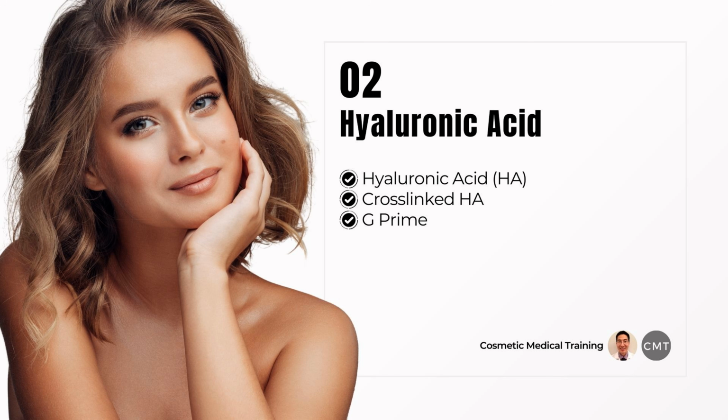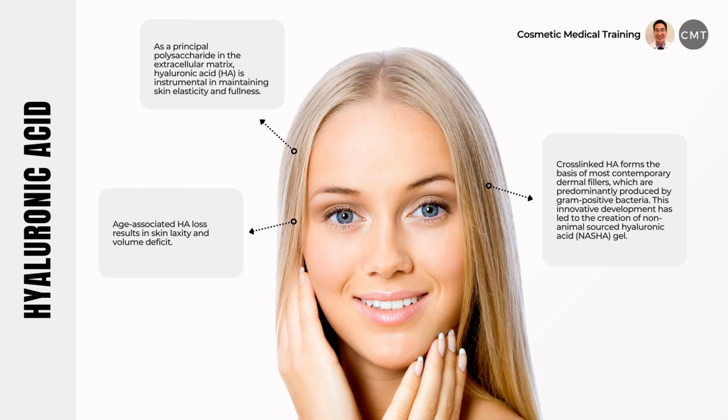Hyaluronic acid. As a principal polysaccharide in the extracellular matrix, hyaluronic acid is instrumental in maintaining skin elasticity and fullness. Age-associated HA loss results in skin laxity and volume deficit. Cross-linked HA forms the basis of most contemporary dermal fillers, which are predominantly produced by gram-positive bacteria. This innovative development has led to the creation of non-animal source hyaluronic acid.